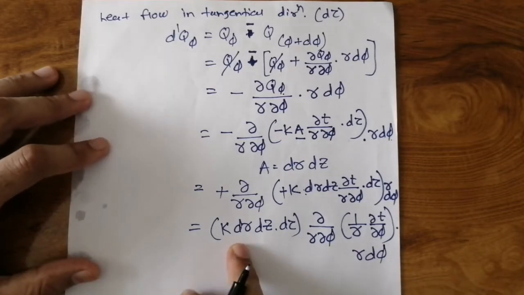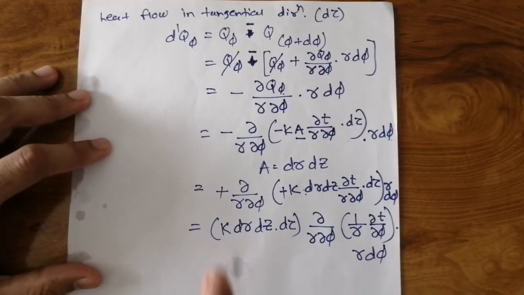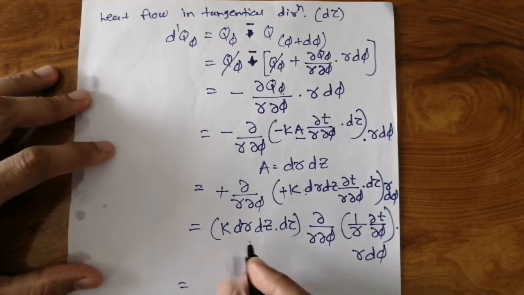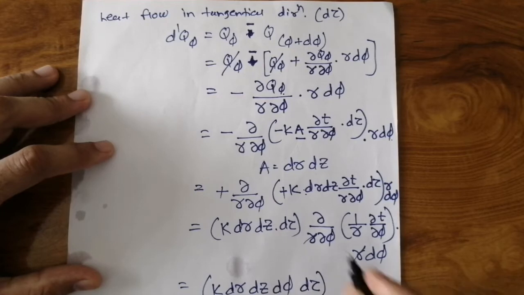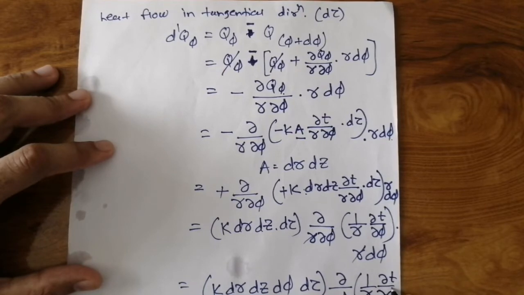Now, taking this from here, that r and r will cancel out. So inside will be k dr, this r and this r cancel out, so we take dr d5 dz d5 this side, and d5 d tau. Inside the bracket is del by del 5, 1 upon r del T by del 5.